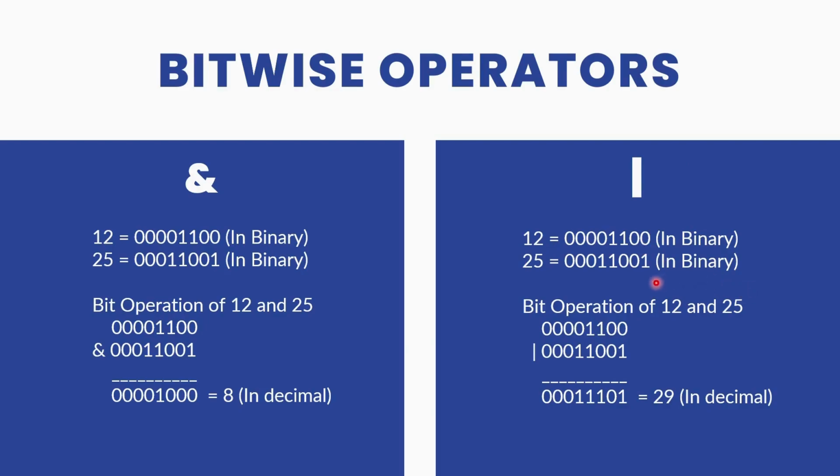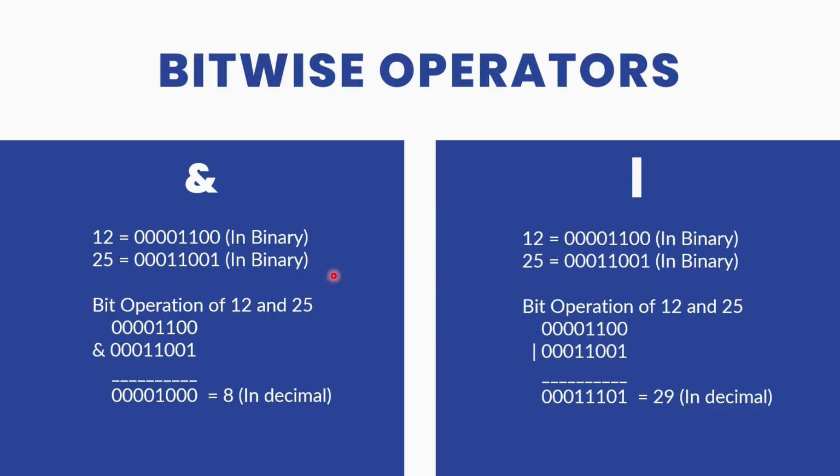So for the same example, we do the bitwise OR operation. So 0, 1 will be 1, 0, 0 is 0, 1, 0 is 1, 1, 1 is 1, 0, 1 is 1, 0, 0 is 0, and so on, which is equal to 29 in decimal.